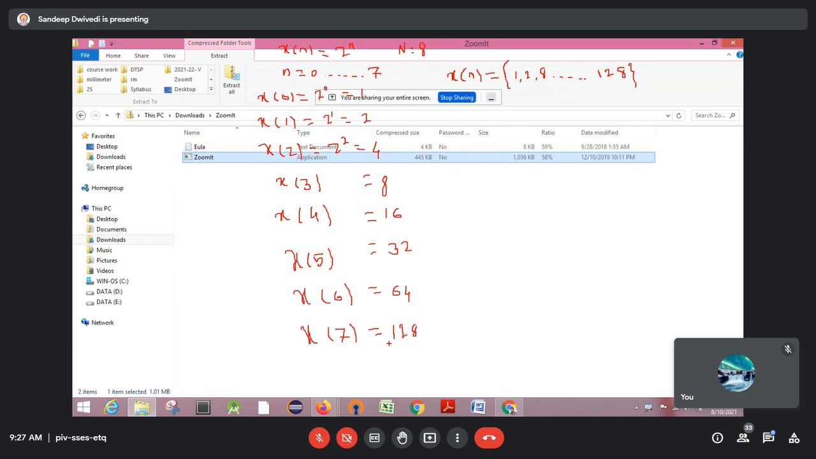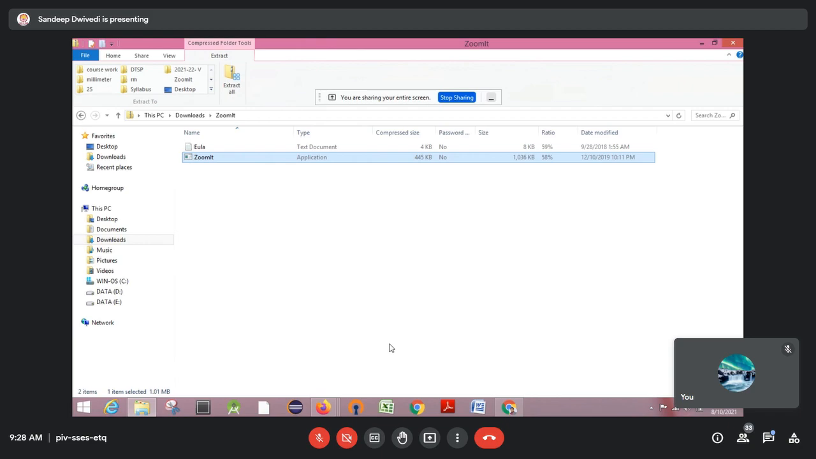Then you need to draw the butterfly diagram. Have you got the sequence? Is there any doubt in this? No, sir. Okay, so this is all about how you will get the sequence, and then you need to draw the butterfly diagram.